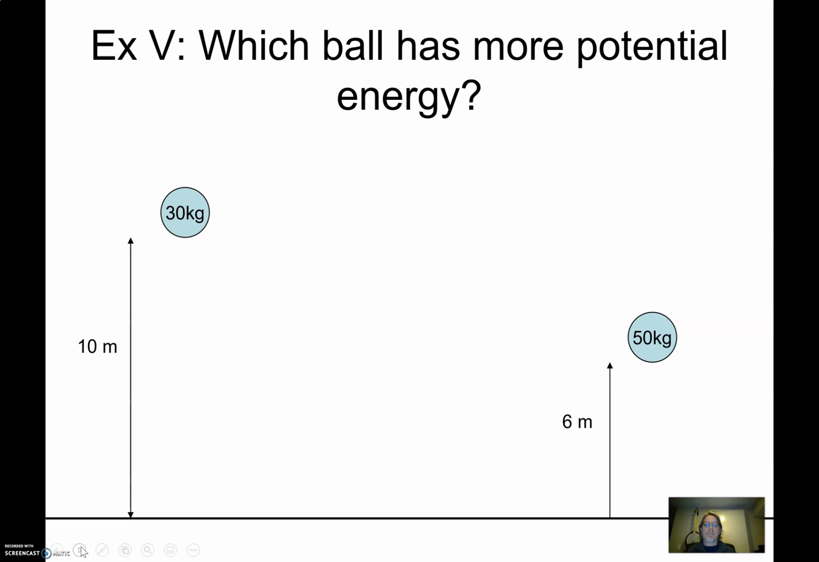Hey, which ball has more potential energy now? They have different masses but the same height.